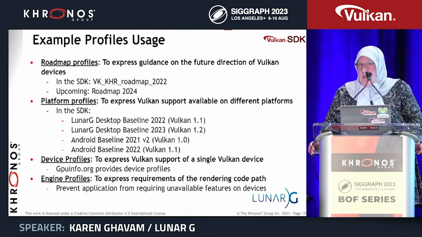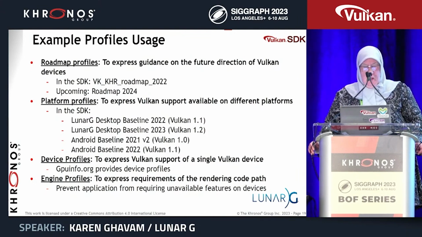Device profiles: what if you want a profile for just a single device? We worked with Sasha on his hardware capability viewer, and you can choose a device, and it will give you a profile for it using the JSON schema in the correct format. There's another term we call engine profiles, where you could express the requirements of the rendering code path. This profile would help prevent an application from requiring unavailable features on devices, making sure they are not using features that are not supported by the rendering code path.